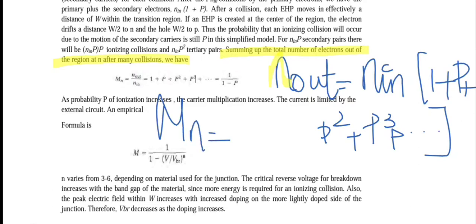Now, how many electrons reach the N region divided by how many electrons entered from the P region is n_out by n_in. From this equation, it will be 1 + P + P² + P³ + etc., which is written as 1 by (1 − P). This is known as carrier multiplication. M_n is known as the carrier multiplication or electron multiplication factor.